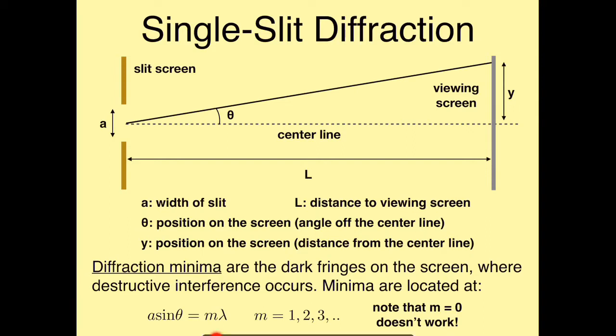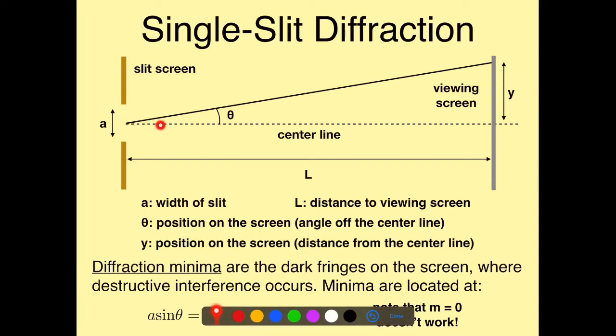Then we have a center line, which goes straight from the middle of the slit to our viewing screen like this. And the distance between the slit screen and the viewing screen is going to be L. Okay, just like before, this is going to be denoted by L. Now, we can locate points on the viewing screen by either giving an angle. So theta is the angle relative to that center line, which takes you to a certain point on the screen. But we also have y, which is a distance from the center line to a certain point on the screen, okay? So again, we can specify a position by giving a distance or an angle.